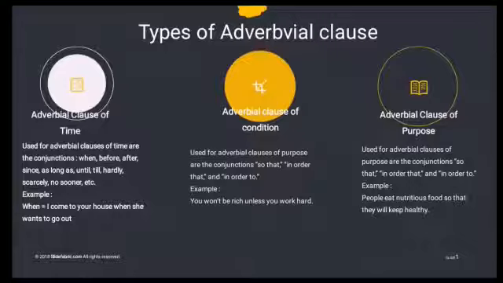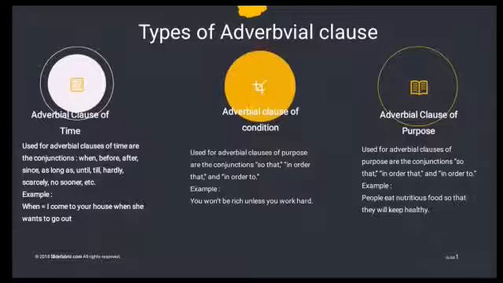And the second is adverbial clause of conditions. This type of adverbial clause states an expected consequence of an assumed counterfactual condition in the main clause. The words used for adverbial clause of conditions are if, unless, and less. For example: you won't be rich unless you work hard. The word unless in the sentence is an adverbial clause of conditions.